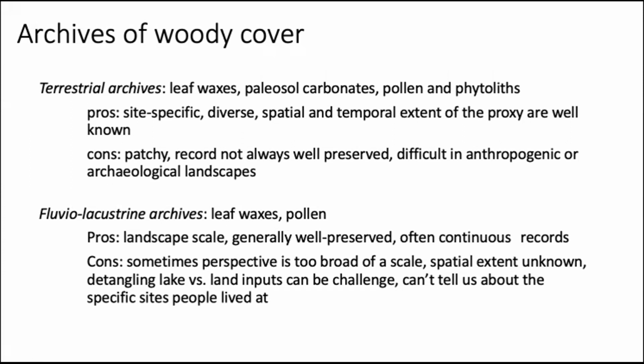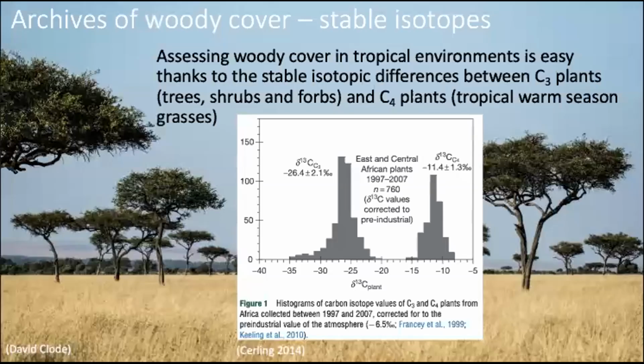Sometimes the spatial extent is not very well known. So things like leaf waxes and pollen can be transported on wind, as well as water. So they might come from even farther outside of the catchment of these areas. Sometimes detangling these inputs can be a little bit challenging. So there's a lot of different things to consider when we're looking at these diverse archives. And this is a really important point, the pros and cons of these different kinds of archives, for why we might want to look at other methods to explore woody cover in the past.